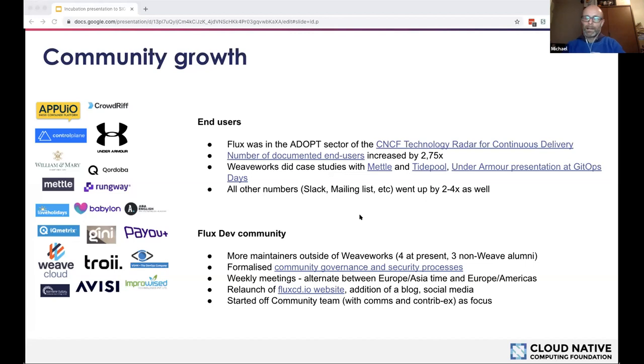In the community, with respect to the developers, historically mainly Weaveworks people were maintainers, because it was originally a Weaveworks project. But now half the core maintainers are from outside Weaveworks, which is fantastic. In part, that's because we've formalized governance, first of all to have it written down, but also to make it much more focused on consensus and trying to encourage contributions.